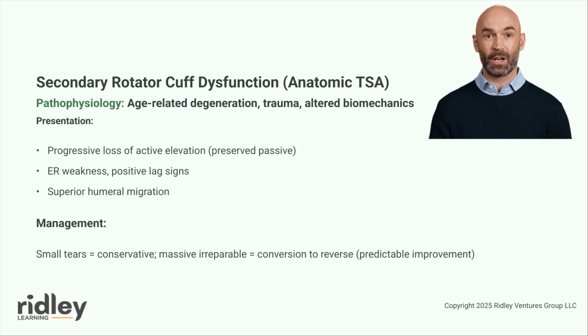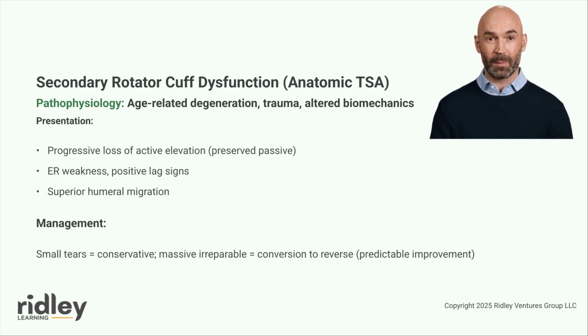Patients with advanced age, preoperative rotator cuff thinning or partial tears, fatty infiltration of cuff muscles, particularly the infraspinatus, and multiple prior shoulder surgeries are at highest risk for secondary cuff failure. Clinical presentation of secondary rotator cuff dysfunction includes progressive loss of active elevation despite preserved passive motion, weakness of external rotation, positive external rotation lag sign or drop arm test, and superior migration of the humeral head on radiographs.